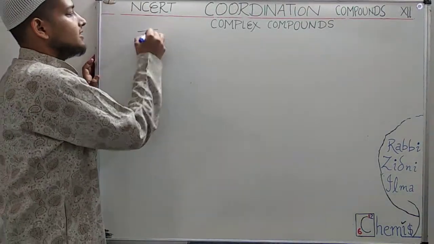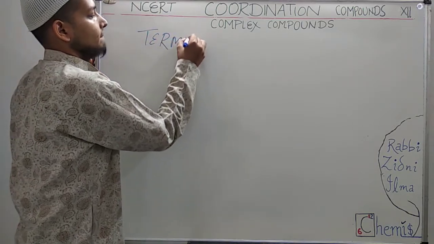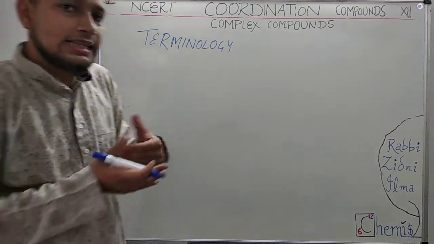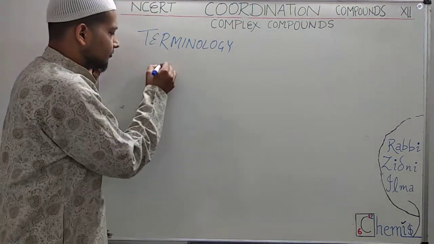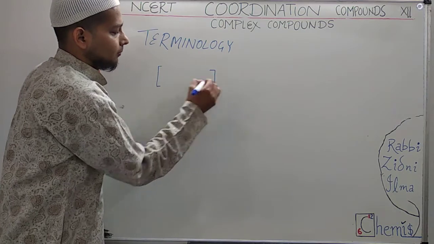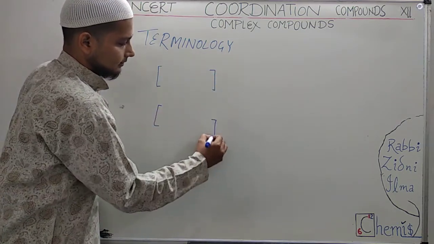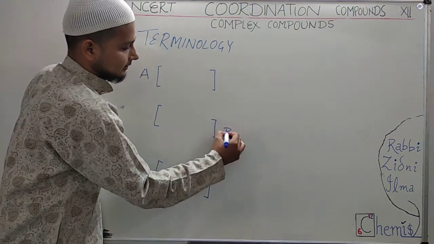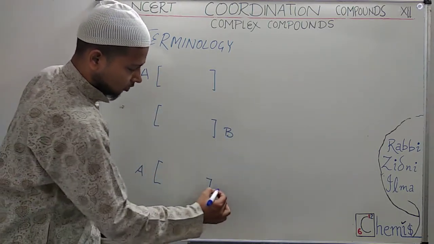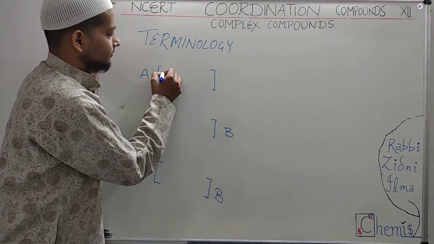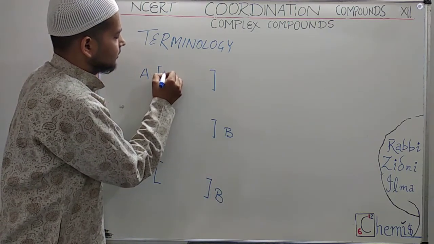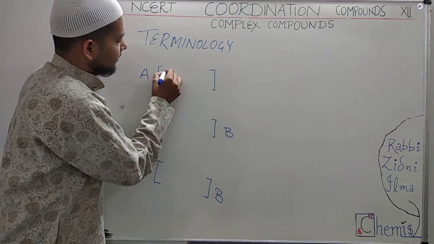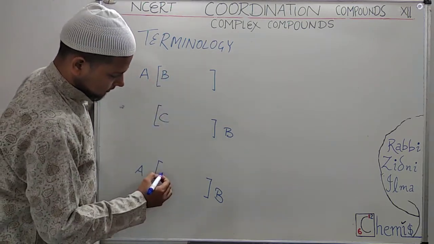Now, what is the terminology involved in this? Or I can say, how does a complex look? If you look at a complex, it will be like this. There will be 3 possibilities. I will show you all the 3. Look here: A, B, C, E.